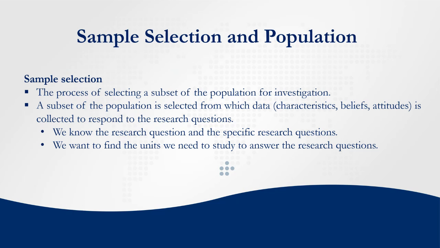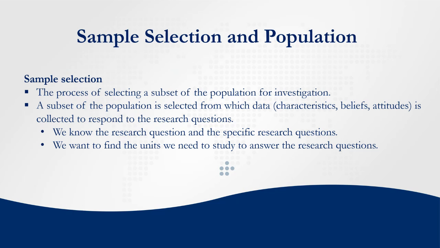So sample selection, which is where we are, is that process where we are selecting a subset of the population, and from those population units, we want to collect data on certain attributes and characteristics, so that we can respond. So the main thing is for us to be able to respond to the research questions. Everything that we are doing is so that we can respond to the research questions. As I've said, at this point, the research question is clear and the specific questions are very clear.